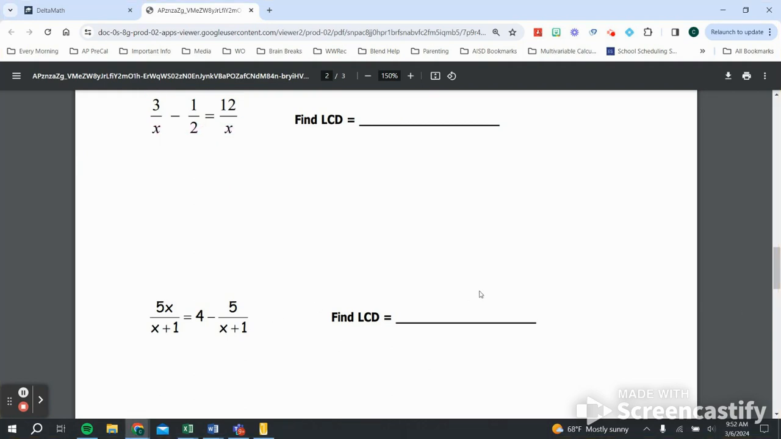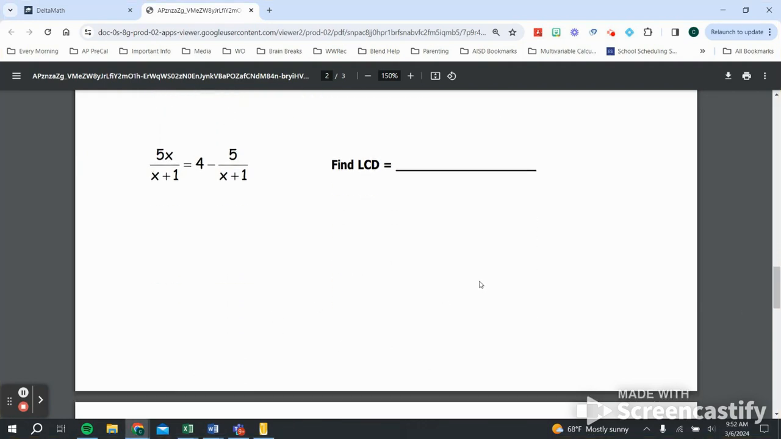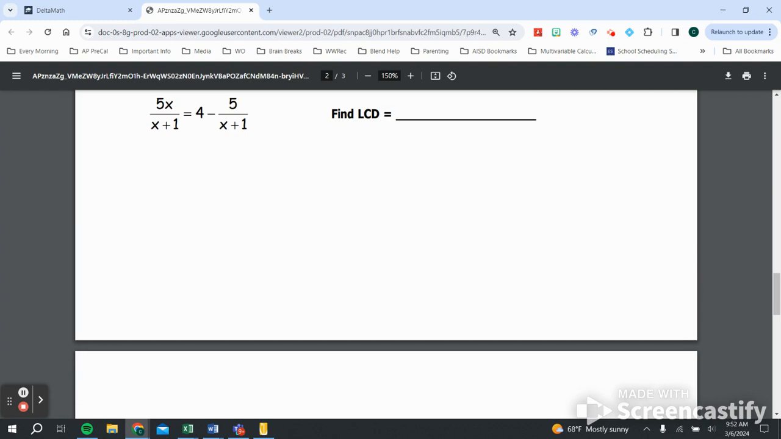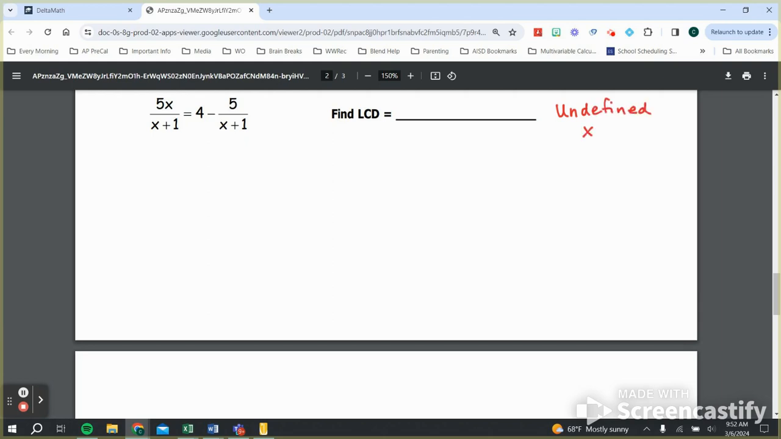All right, so now we have rational expressions with binomials in the denominator. So again, let's go ahead and find our LCD. Actually, let's find where we're undefined first. So undefined at x plus 1 equal to 0. So we're undefined at x equals negative 1.